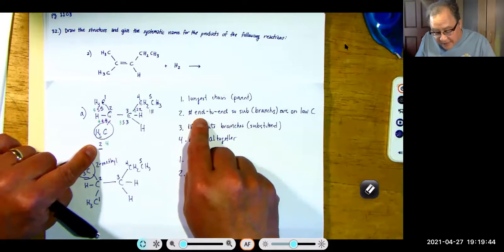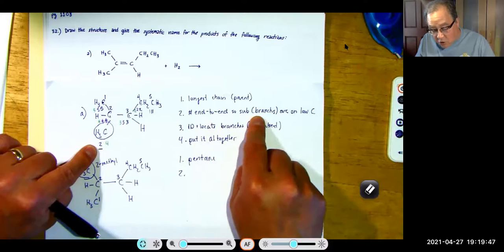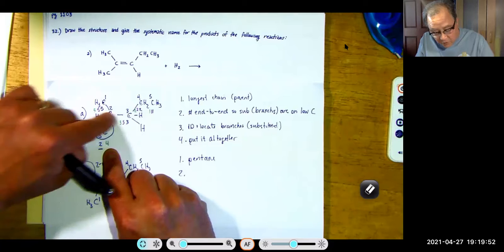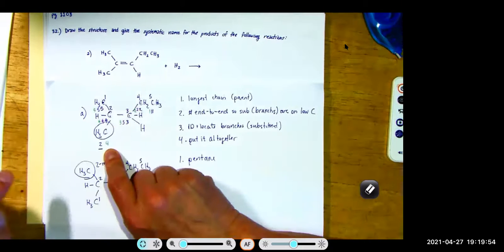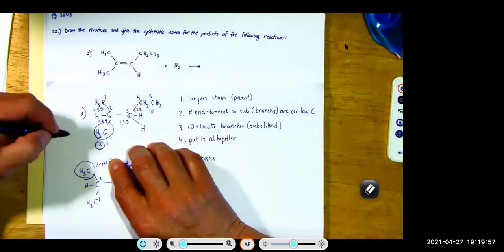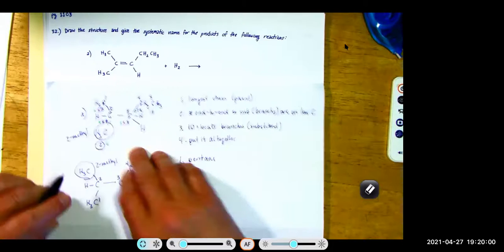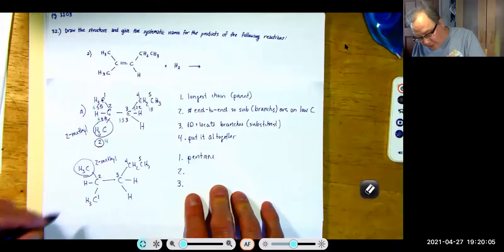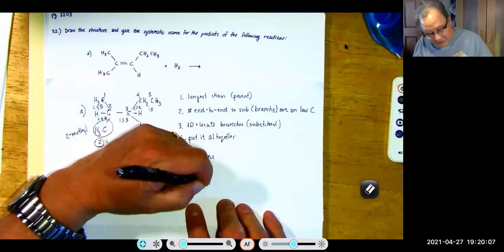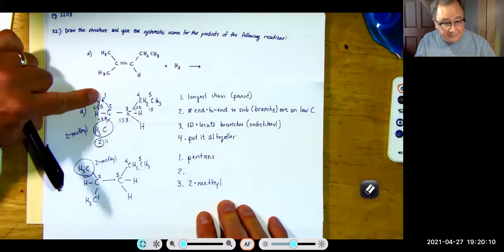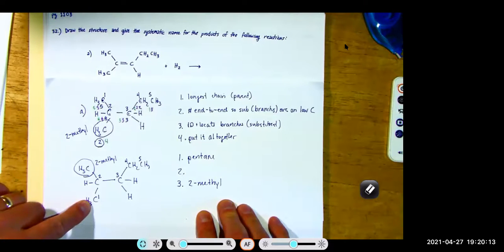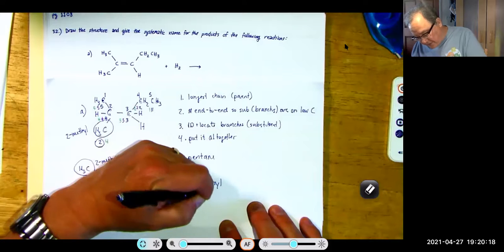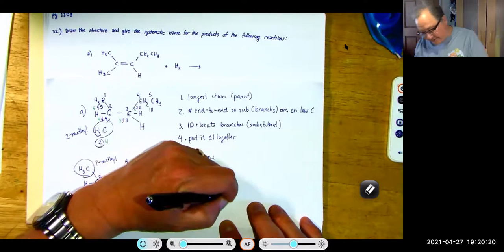We want to number it end to end so the substituents are on a low carbon. So do we want this to be on carbon 2, left to right, or carbon 4, right to left? Carbon 2. So this is a 2-methyl. So it's the same. So we numbered it, and number 3, we find out that we have a 2-methyl regardless of whether we start at the top or the bottom. Okay. And then 4, we put it all together, it becomes 2-methylpentane.